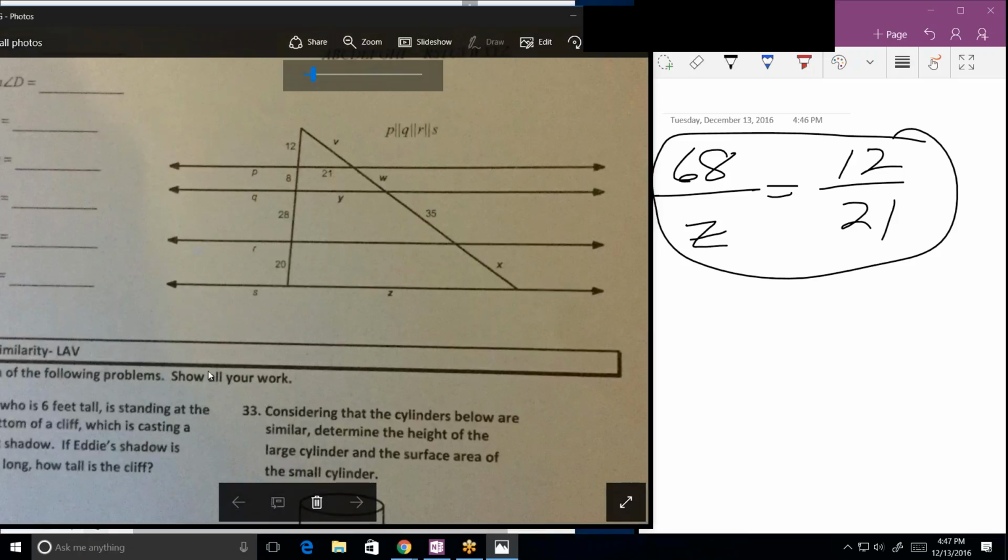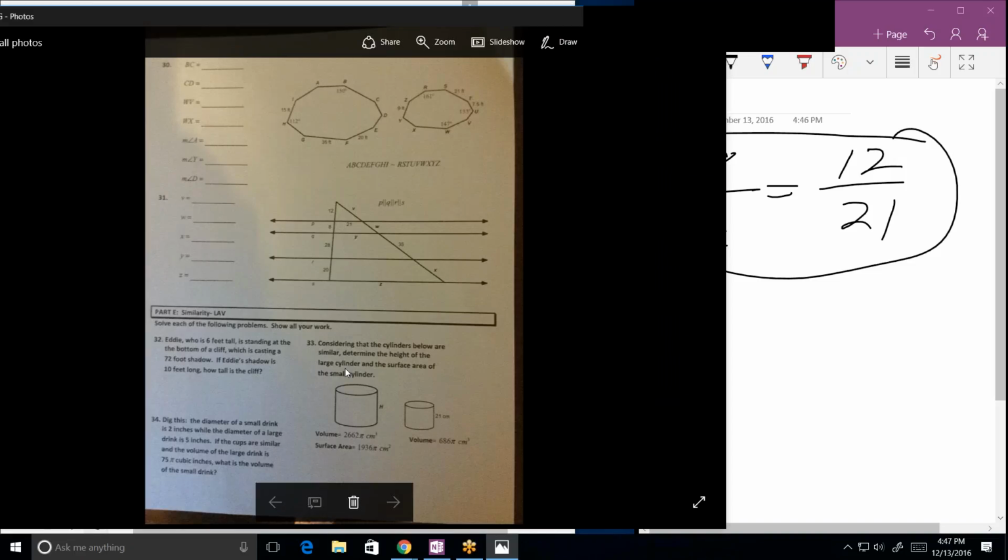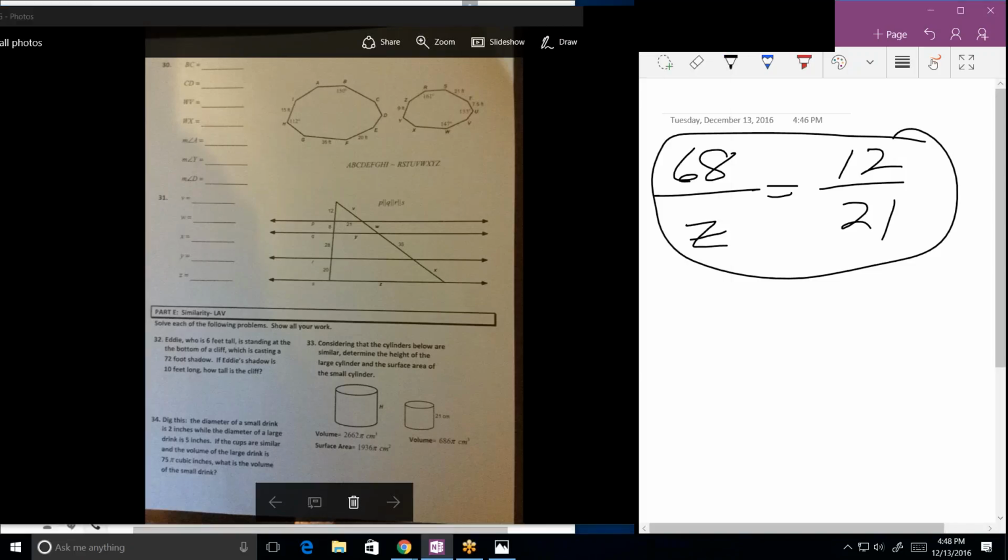Okay, hold on a second. Interesting. Why wouldn't the 20 over 68 equal 6 over 7? Because the 20, which is the smaller triangle, over 68 of the larger triangle equals 35 of the smaller triangle over z. Where are you getting 35 from?